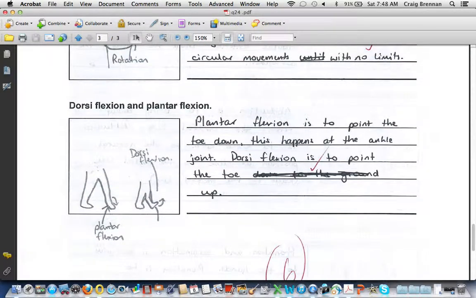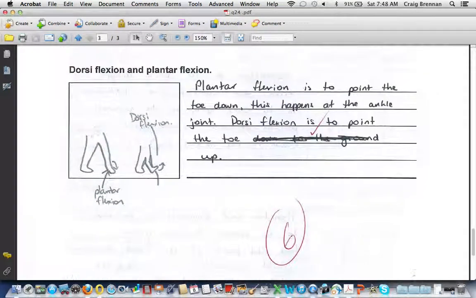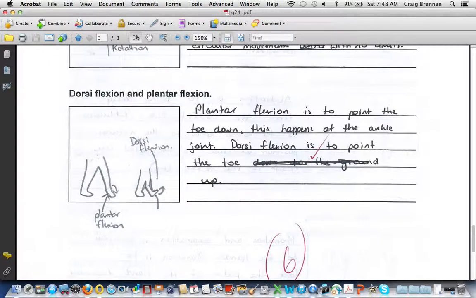Plantar flexion is to point the toe down. Remember, you plant your foot when you drive. This happens at the ankle joint. Dorsiflexion is to point the toe up. And that's exactly what the diagram represents here. So, that was, for me, 6 very, very easy marks.